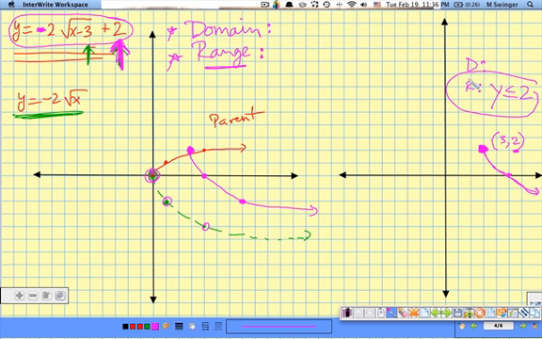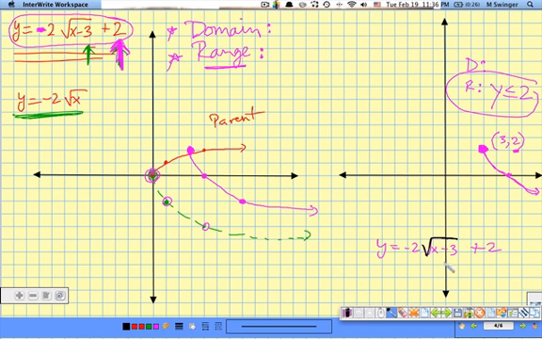Now domain is a little bit trickier. Domain is what could the x be. So here's the deal. Let's rewrite it. Y equals negative 2 square root of x minus 3, plus 2. Look at that x. What could x be? Well, here's where you have to do a little bit more algebra. If I erase this right here, what could be underneath the radical? Could it be positive? Yes. Could it be negative? No. You can't have the square root of a negative number underneath here.